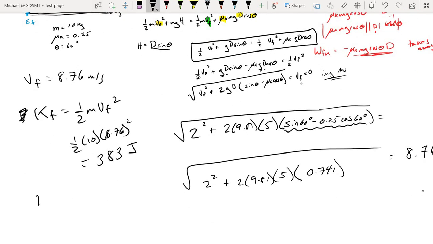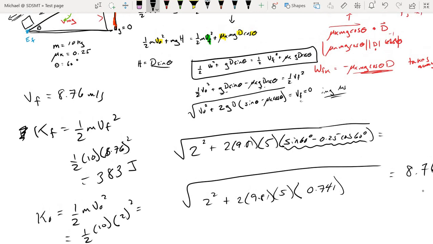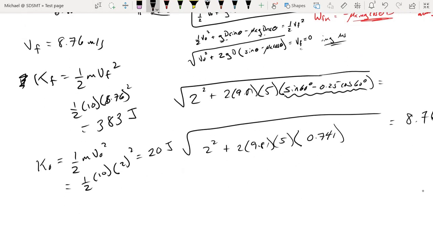Let's compare that to the kinetic energy that we started with. We started with 1/2 mv0 squared, and the initial velocity was 2. So let's see here, we're getting, what is that, 20? So the change in kinetic energy, final minus initial, is 363 joules.